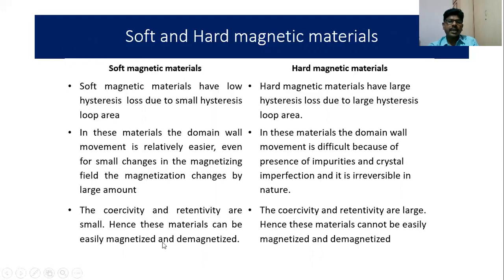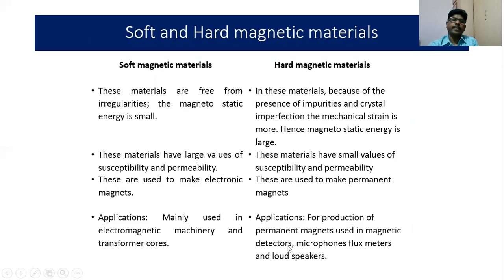In soft materials, coercivity and retentivity are small. Hence, these materials can be easily magnetized and demagnetized. Whereas in hard materials, the coercivity and retentivity are large. Hence, these materials cannot be easily magnetized and demagnetized. Next, soft materials are free from irregularities. The magnetostatic energy is small, whereas in hard materials, because of the presence of impurities and crystal imperfections, the mechanical strain is more. Hence, magnetostatic energy is large.